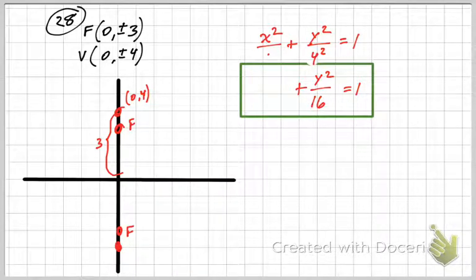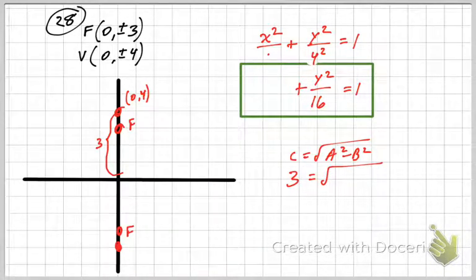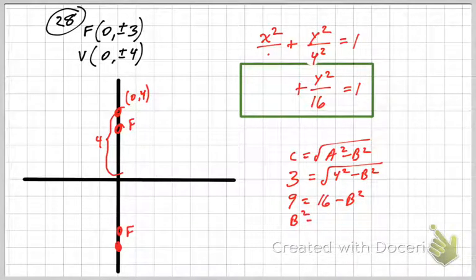How can I find the y value? C is equal to the square root of a squared minus b squared. Do I know C, the focal length? Yes, you know it's 3, right? Do I know A, the longer length? Actually, that's not a 3, that's what misled me. That length is 4. Let's see if we can find B. Square both sides. I'm going to add the b squared and subtract the 9. So that tells me the b squared is 7.